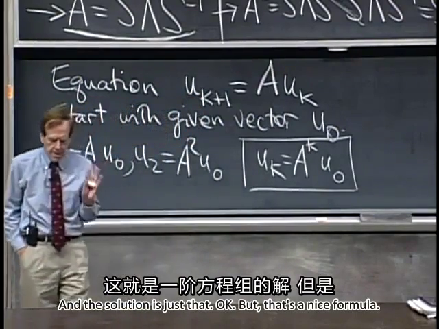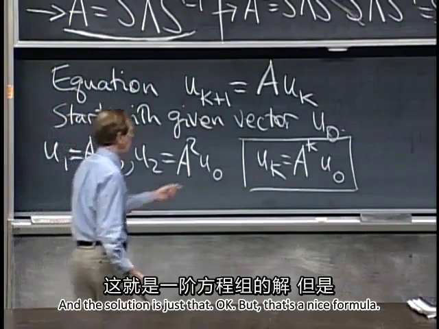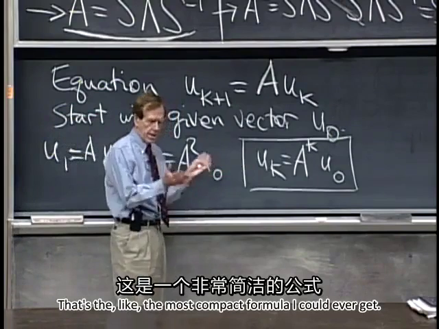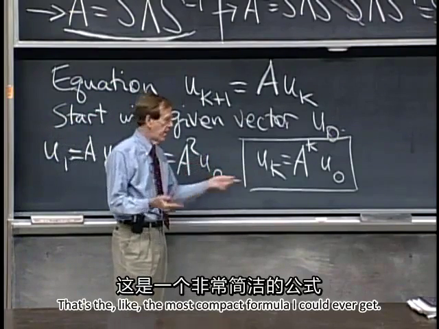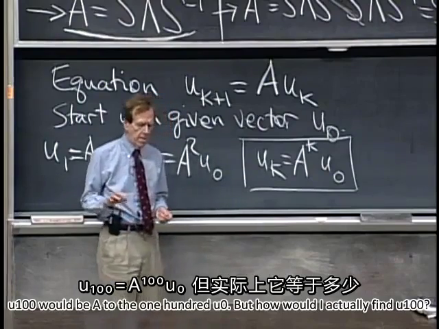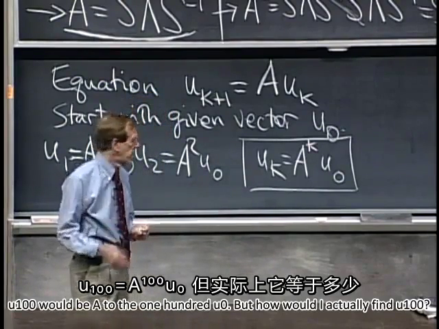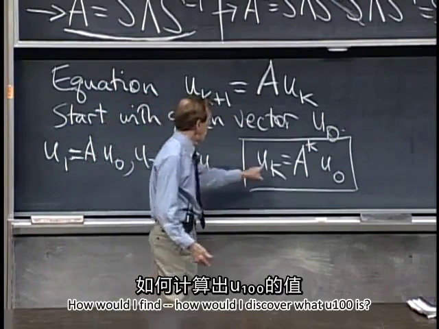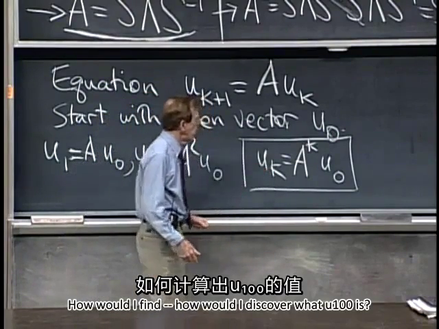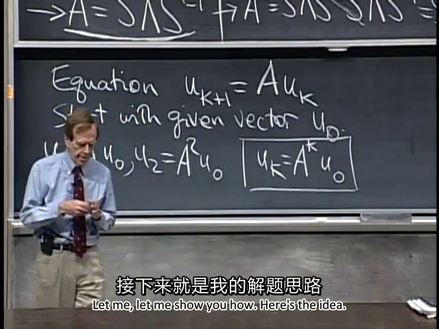Okay, but that's a nice formula. That's like the most compact formula I could ever get. u100 would be A to the 100th u0. But how would I actually find u100? How would I discover what u100 is? Let me show you how.